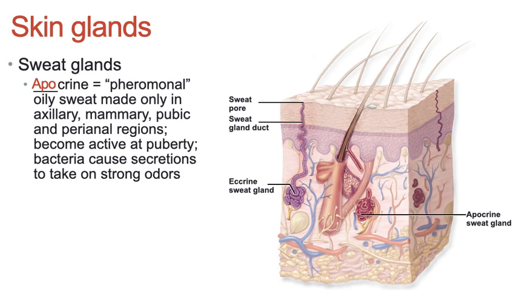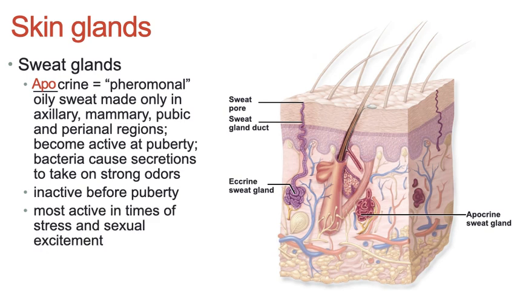Before puberty, apocrine sweat glands are inactive. Hormonal changes during puberty cause the glands to increase in size and begin functioning. Apocrine sweat glands are most active in times of stress and sexual excitement. The substance they secrete is thicker than the other sweat glands, and this can provide nutrients for bacteria on the skin. So it's the bacteria's decomposition of this that creates that odor.